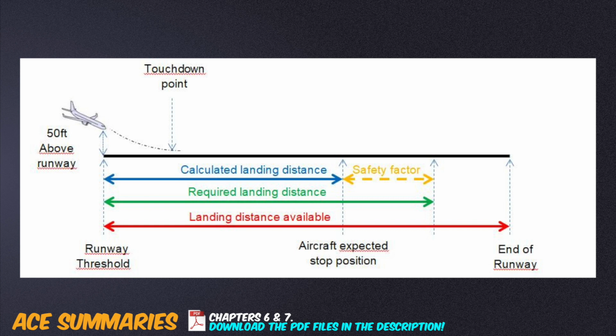As a guideline, a 10% increase in weight means a 10% increase in landing distance. High humidity, and likewise low density, means an increased landing distance.